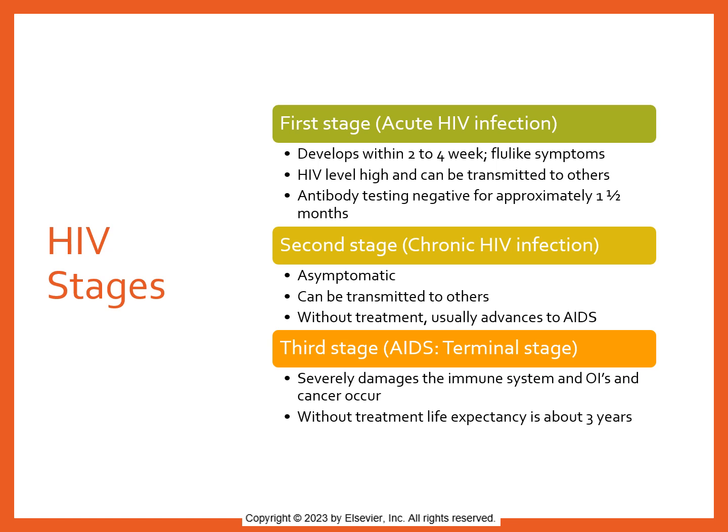The third stage of HIV infection is AIDS. This is considered the terminal stage of the disease. The virus severely damages the immune system, and OIs and cancers occur frequently. Without treatment, life expectancy is about 3 years.